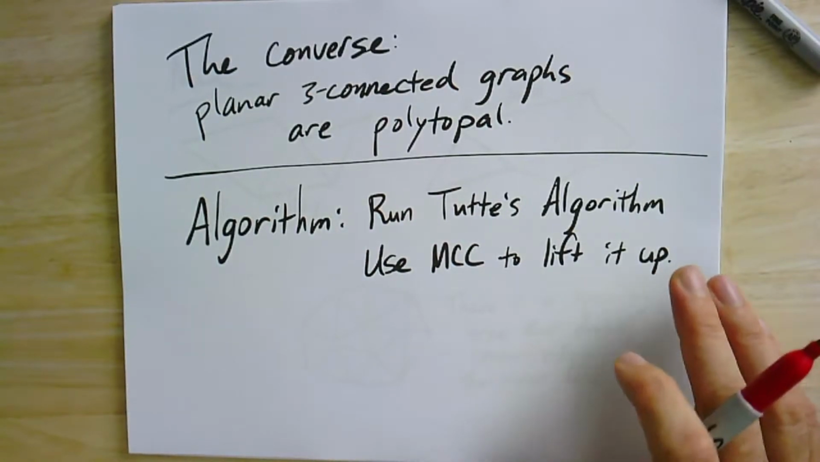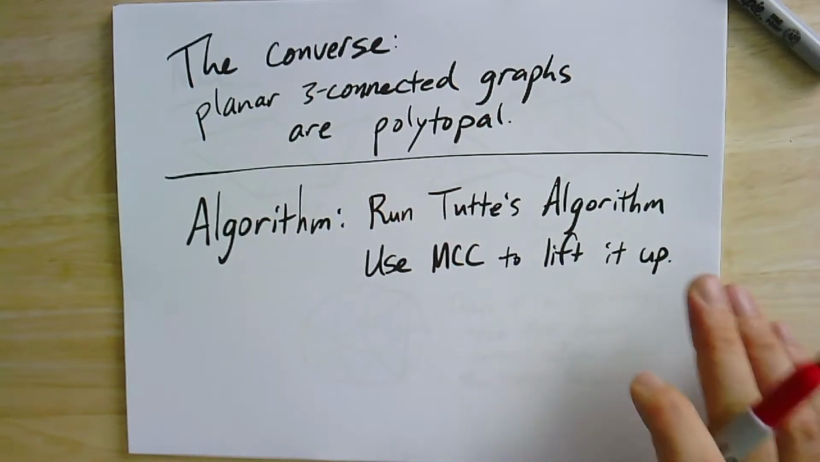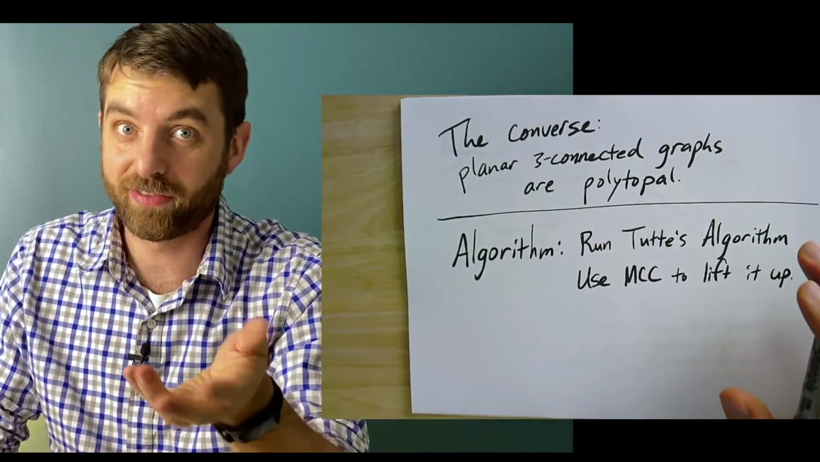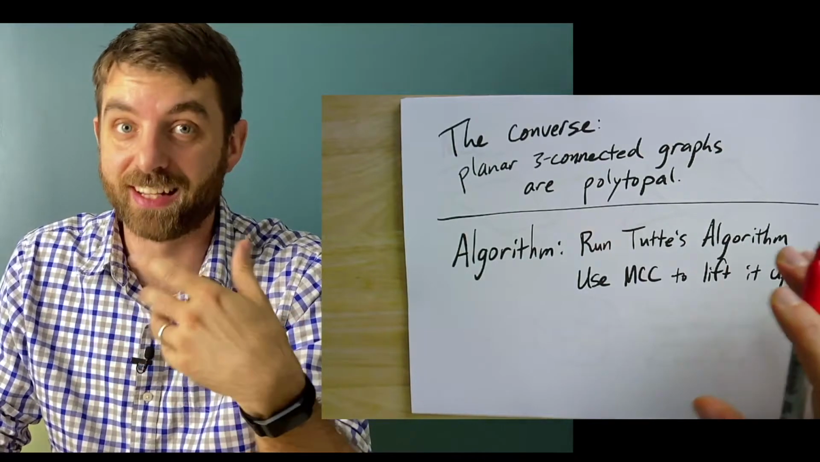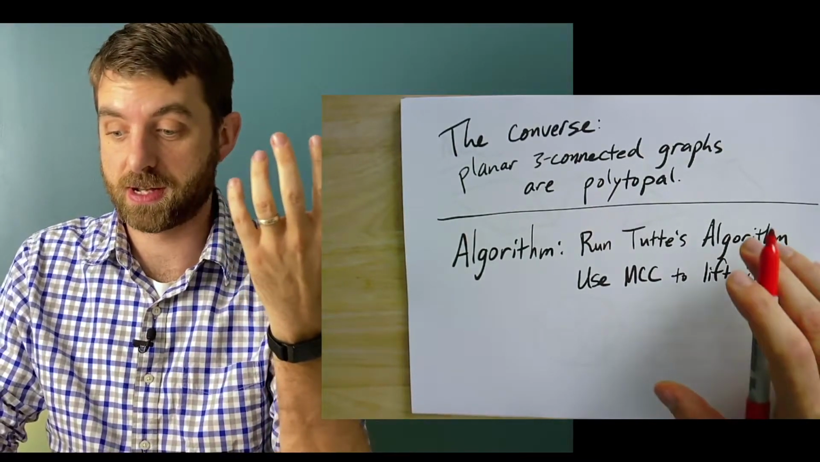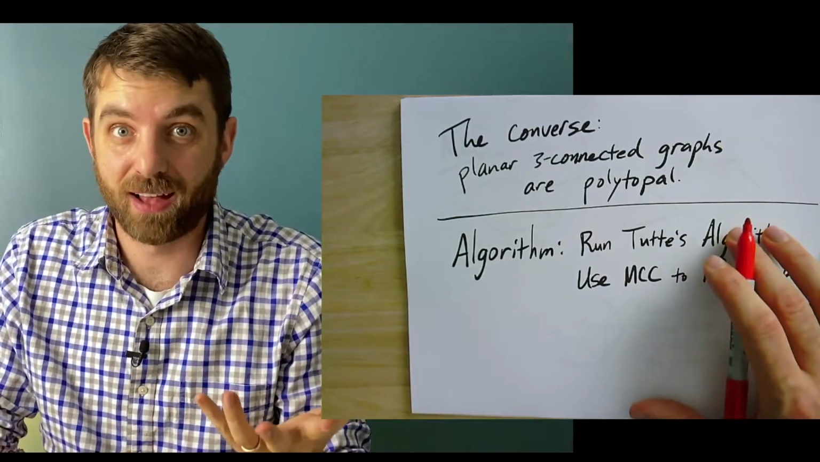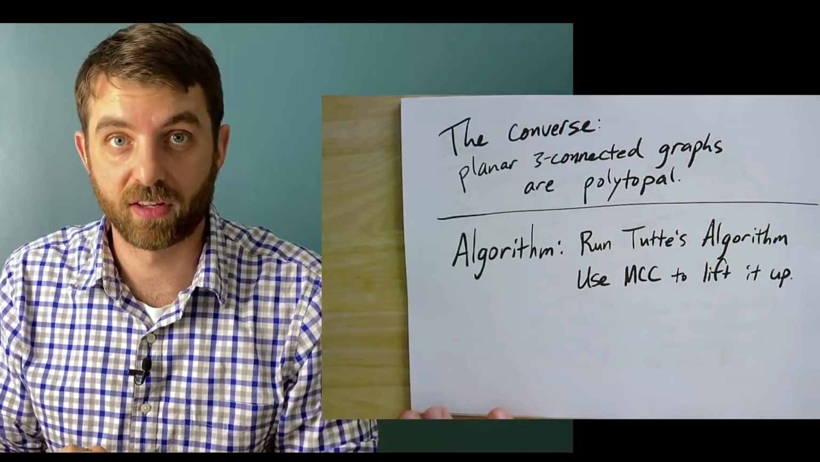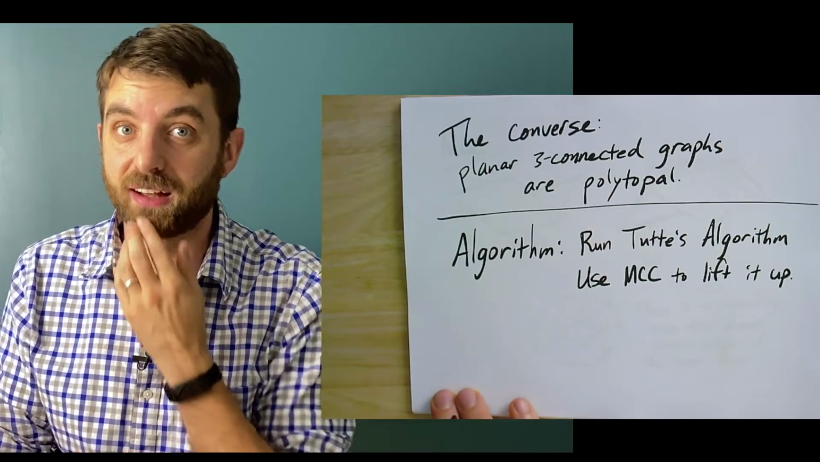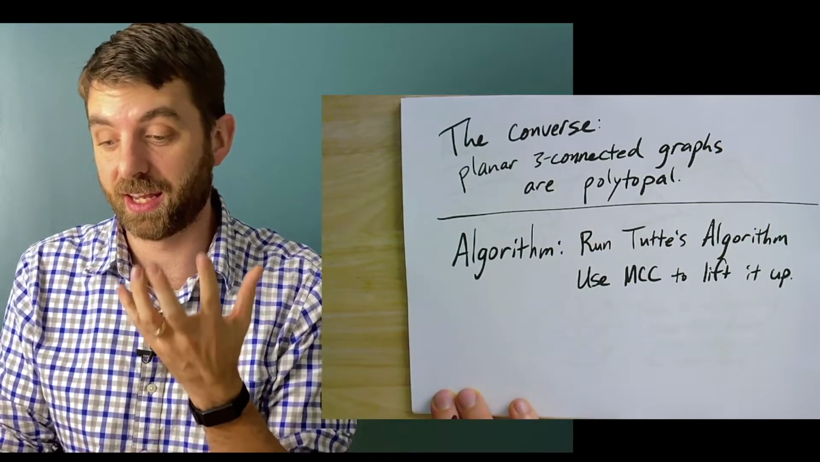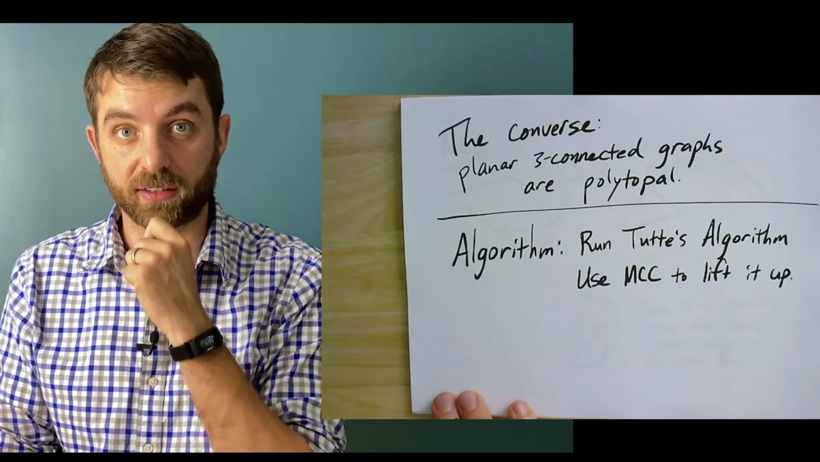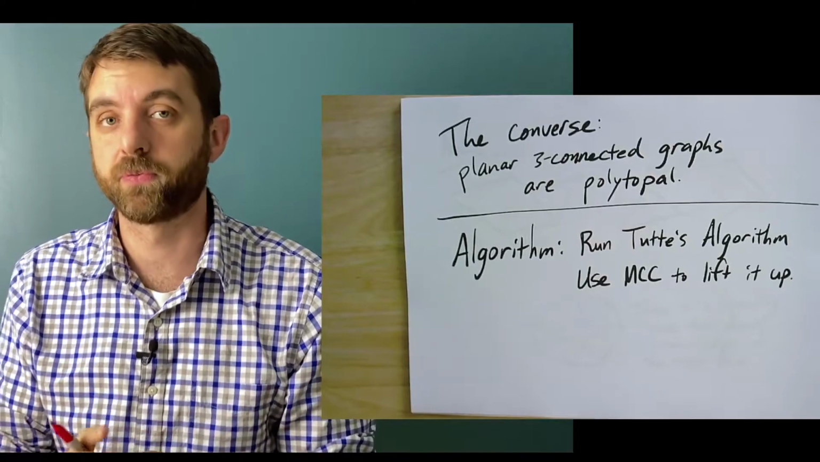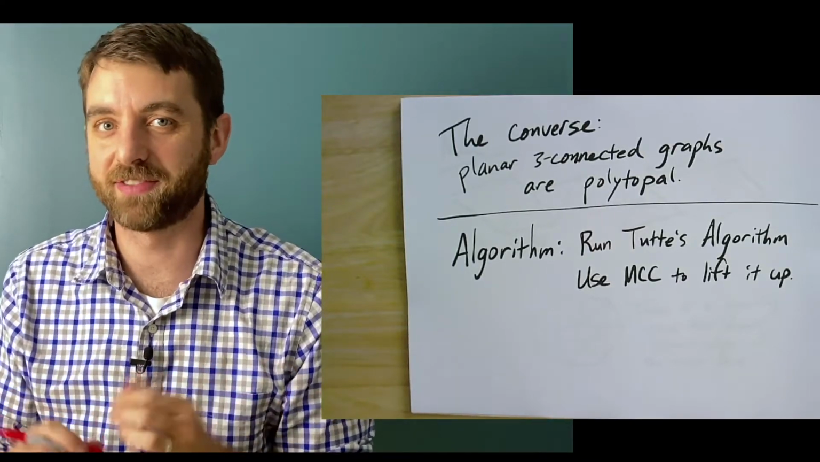The way more interesting, challenging case is the converse of that statement, which is to show that if your graph is planar and three connected, then there is some polytope whose vertices and edges are exactly that graph. So if you want to think of this as an algorithmic problem, you might say, hey, given a planar three connected graph, maybe I can find the polytope. That would give me a constructive proof. And we almost have such a construction.